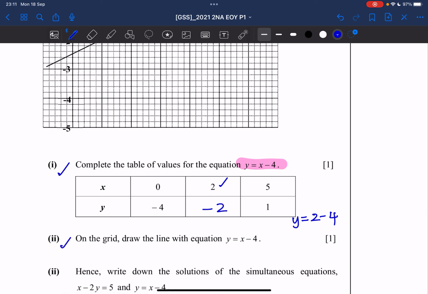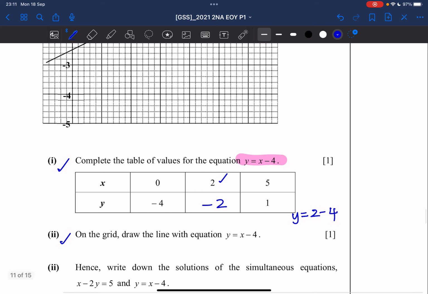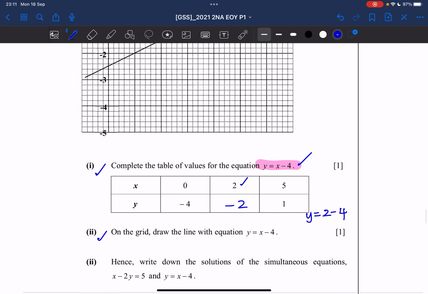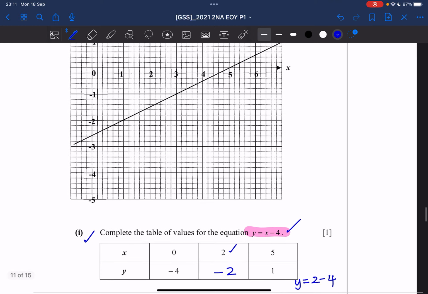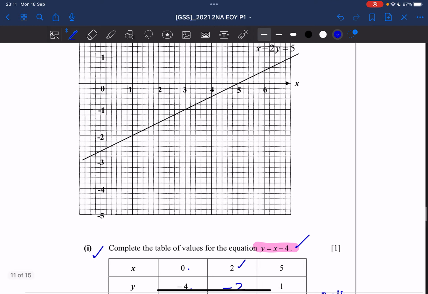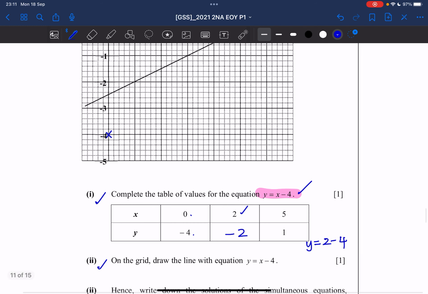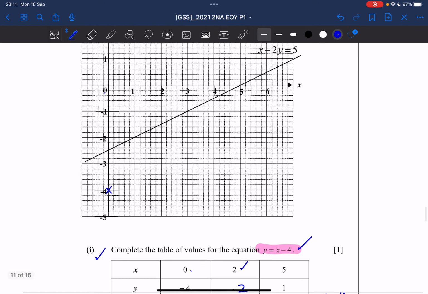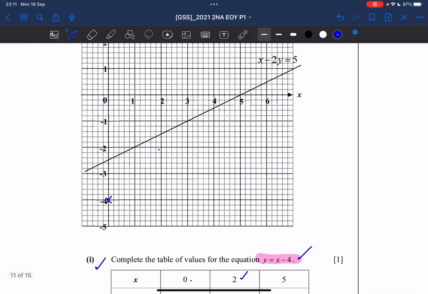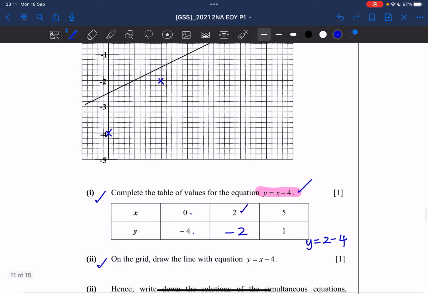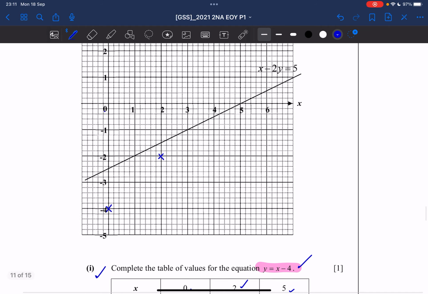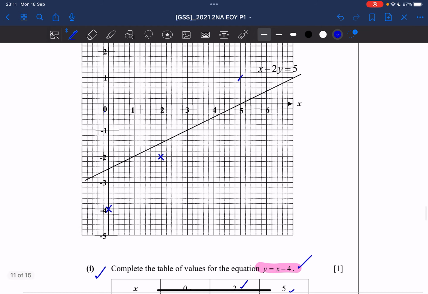So we need to plot each point. The first point is 0, negative 4. So 0 is here, negative 4 is your y. So this is our first point. Our second point is 2, negative 2. So 2, negative 2 is here. Then our third point is 5, 1. So 5, 1 is here.